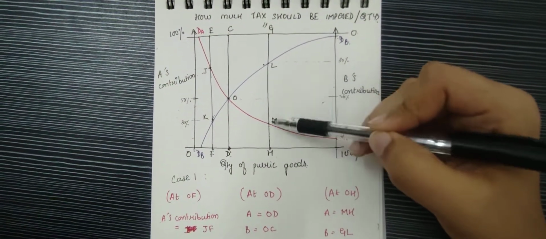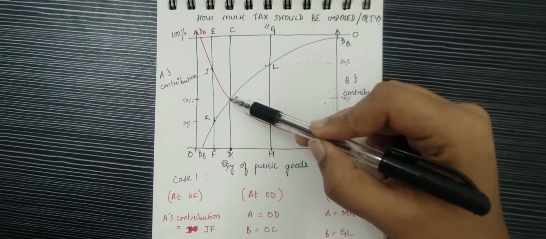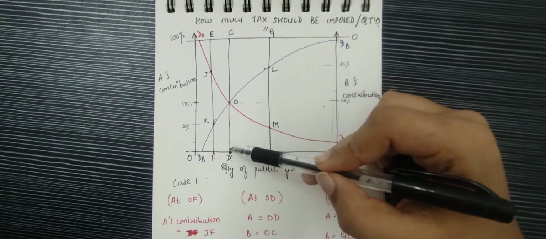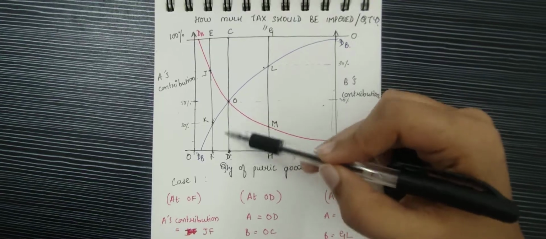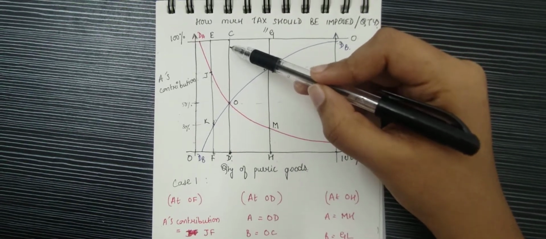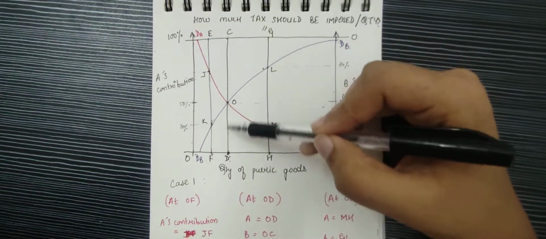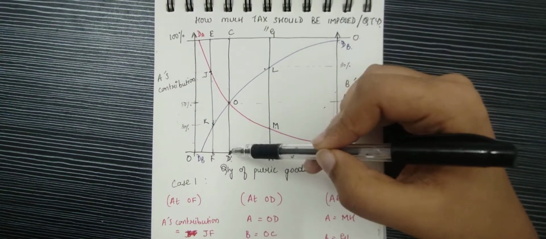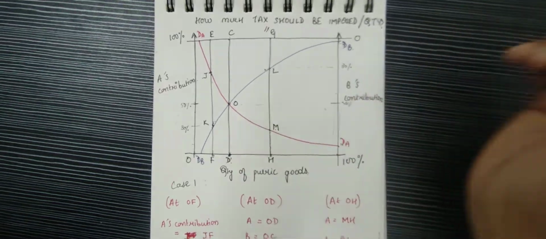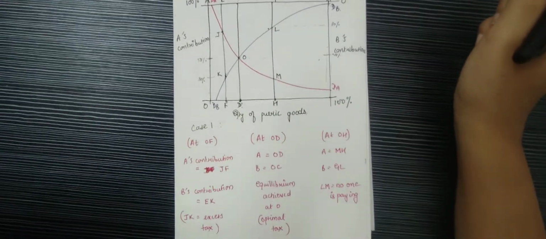So due to lack of funds, government goes back to the optimal level of producing OD amount of goods and because the tax is also collected and it's equally distributed among two people. So this is all Lindahl's equilibrium.